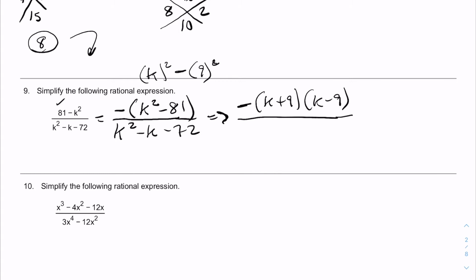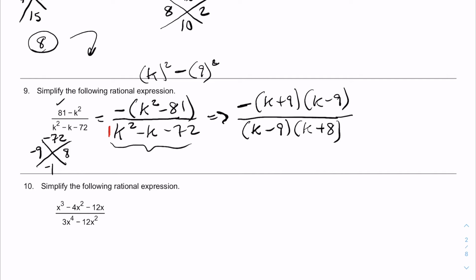Down below, once again, we've got our easier type of factoring problem with the 1 right there. So the question is, what multiplies to a negative 72 and adds to negative 1? How about a negative 9 and a positive 8? So this will factor down to k minus 9 times k plus 8. And now you can see that we have some common factors.